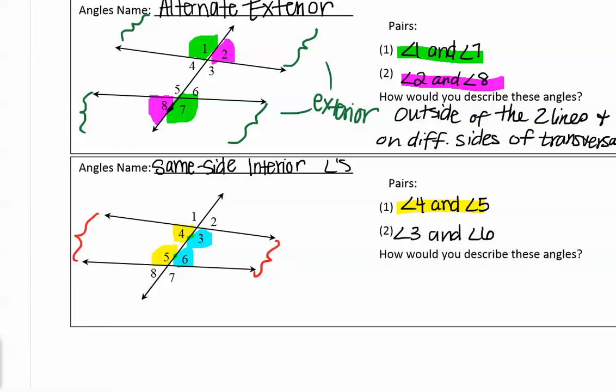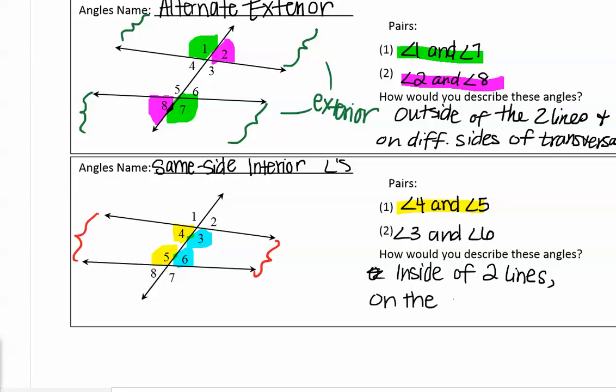So how do we describe them? They are inside of the two lines, and they are on the same side of the transversal.